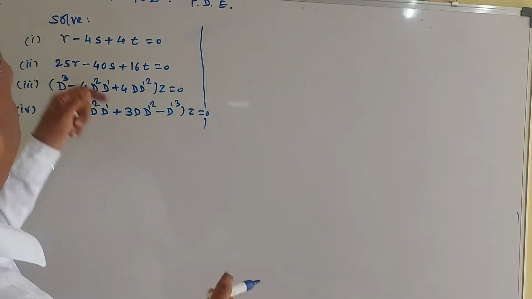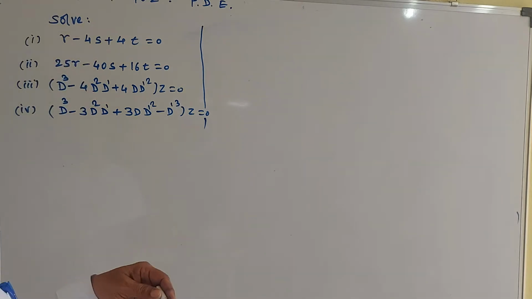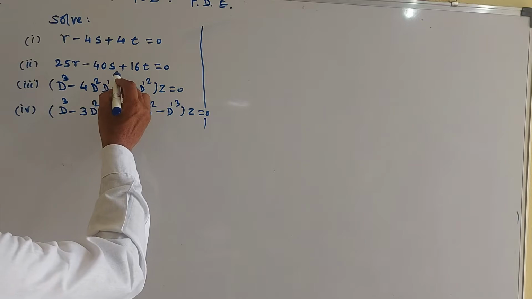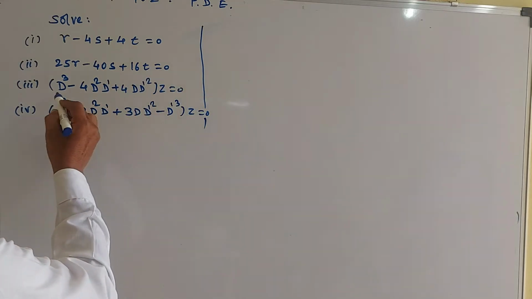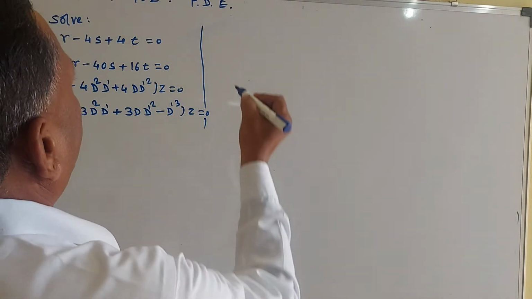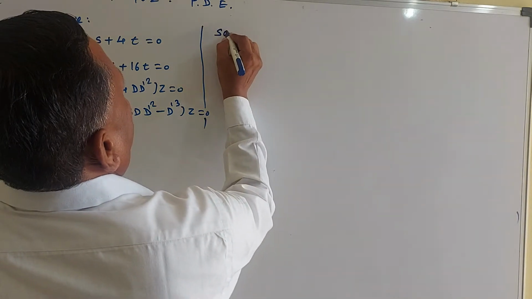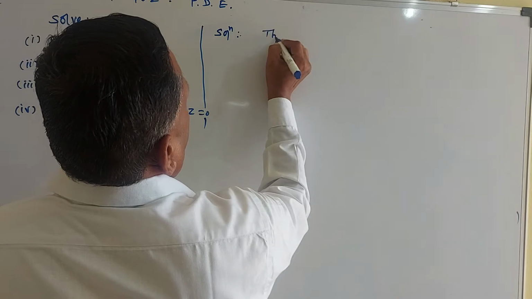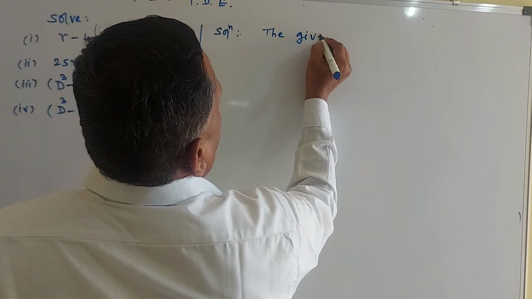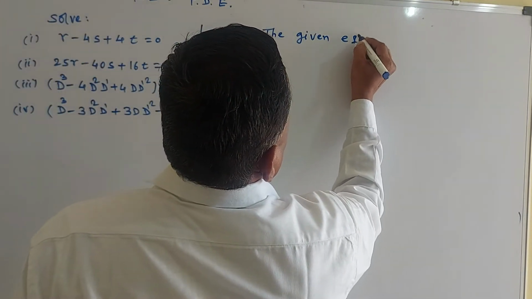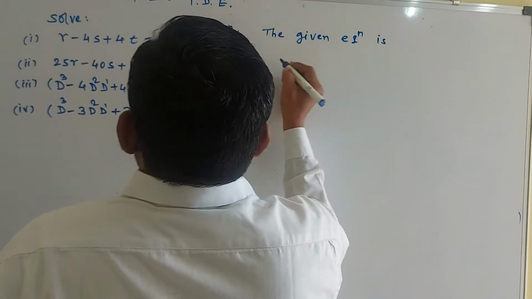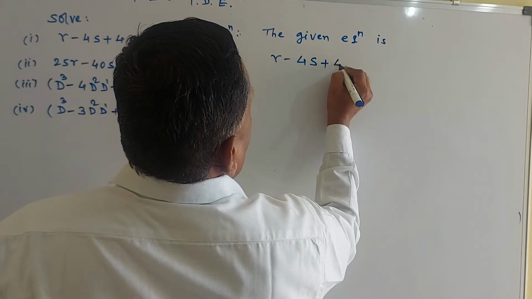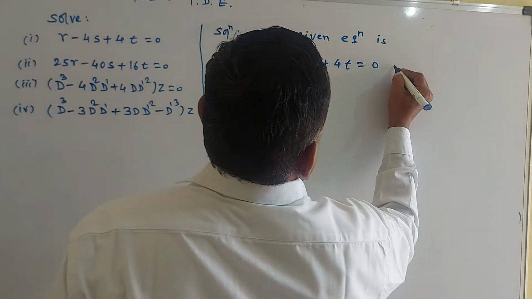First is r minus 4s plus 4t is equal to 0. Second is 25r minus 40s plus 16t is equal to 0. Third and fourth follow. So first, the solution of the first. The given equation is r minus 4s plus 4t is equal to 0.